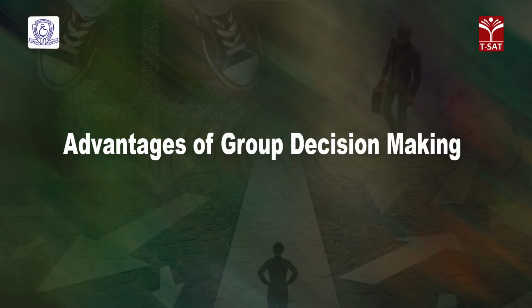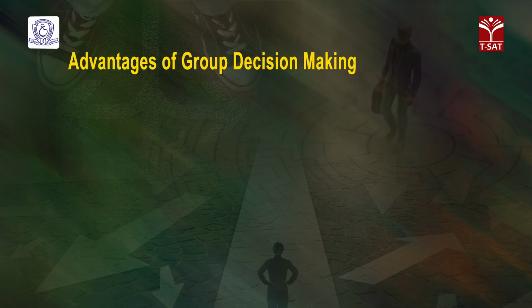So far, we have understood the concept of risky shift, and you also understood the concept of group polarization as a part of decision making. Now, let us see what are the advantages of group decision making. Group decision making has two advantages over individual decision making.